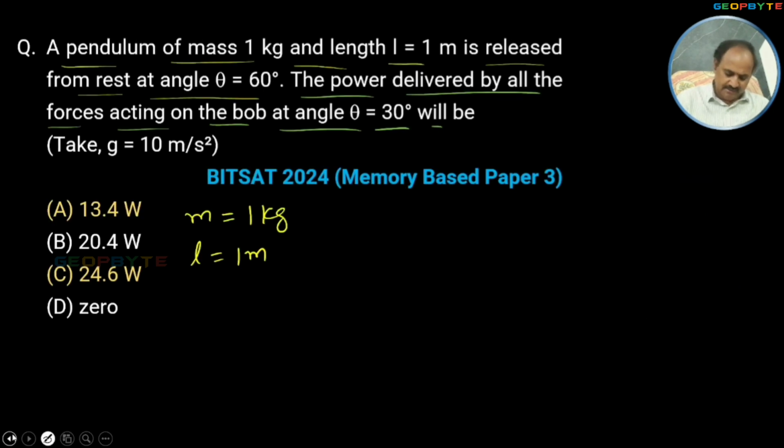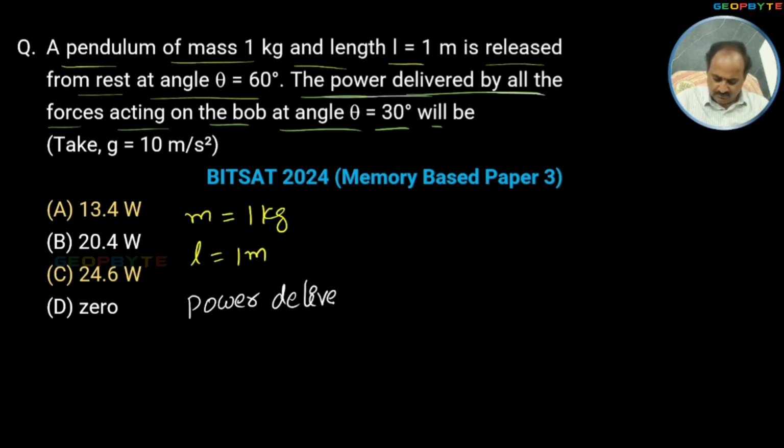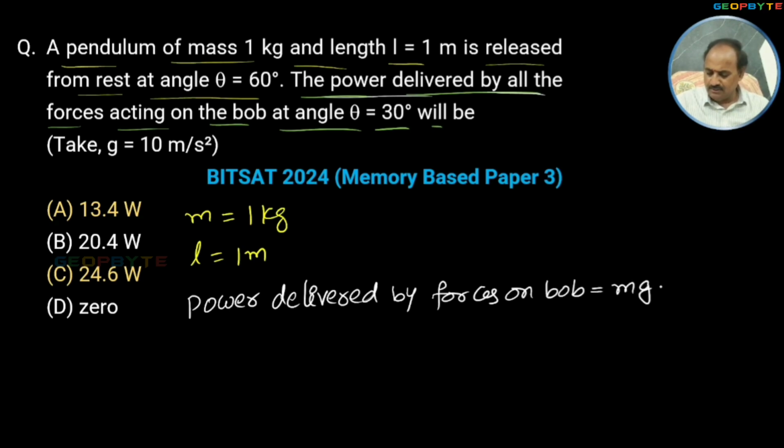Then what are you asked to decide? You are asked to decide the power delivered by all the forces on the bob at an angle of 30 degrees. Power delivered by forces on the bob is equal to m g v cos 60 degrees. The mass is given as 1 kilogram, and the acceleration due to gravity g is given as 10 meters per second squared.